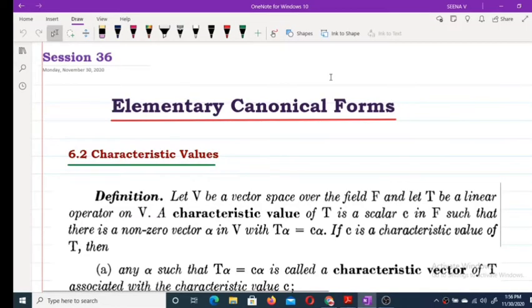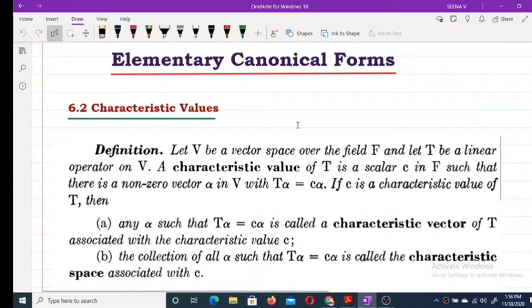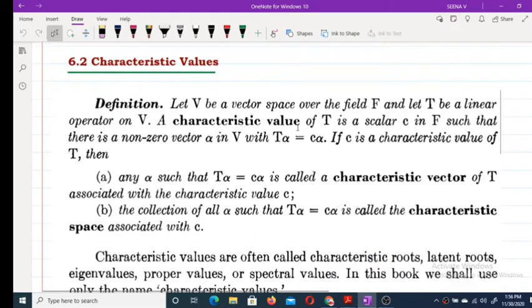Hi, today we are going to start our next chapter, Elementary Canonical Forms. This is the sixth chapter. Now 6.1 is the introduction. You can read that section. Now we are starting section 6.2, characteristic values. Already you know what is meant by a characteristic value.